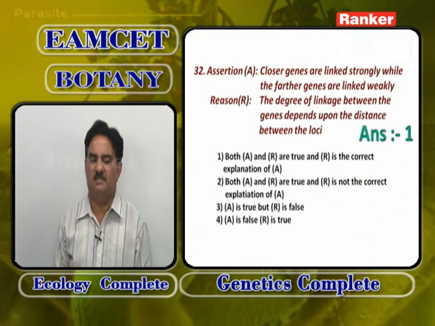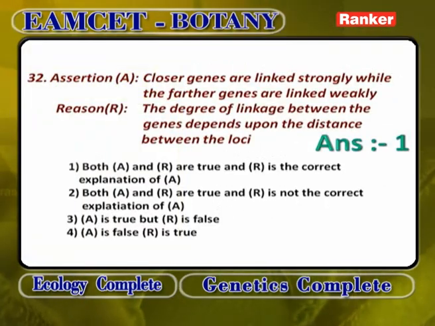This is an assertion reasoning question. Closer genes are linked strongly while farther genes are linked weakly. It is correct. The degree of linkage between genes depends upon the distance between the loci. Loci means the place where genes are arranged. So because the degree of linkage depends upon the distance between the loci, closer genes are linked strongly while farther genes are linked weakly. So A and R are correct, and R is the correct explanation of A, the first option.